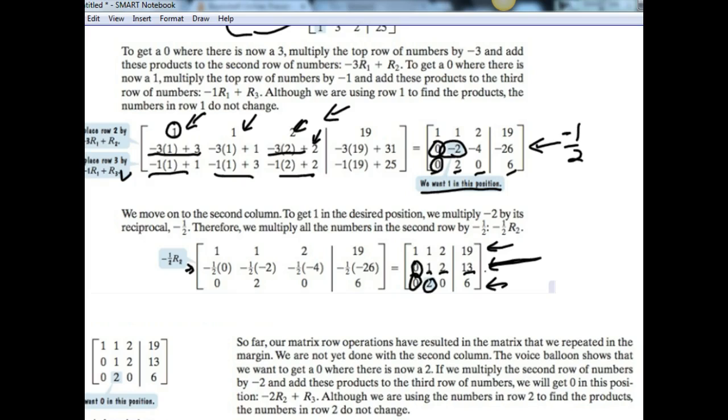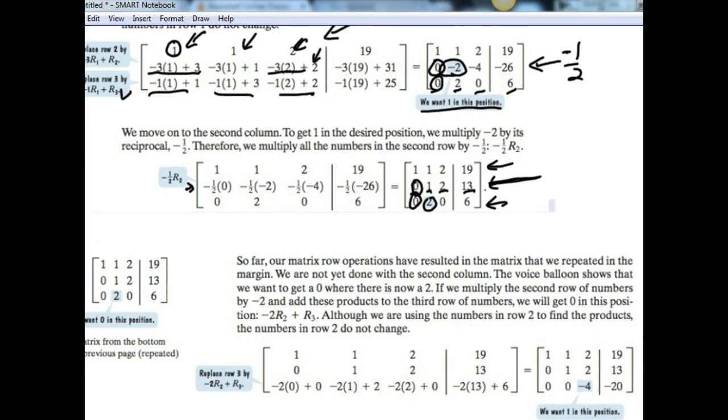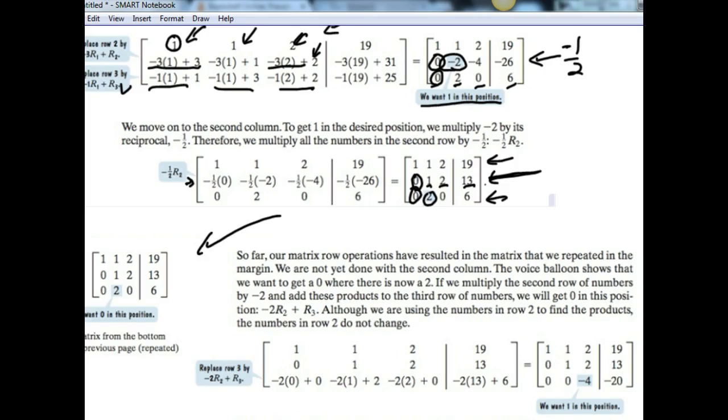Okay, so our matrix row operation has resulted in this right here. It's just been recopied right here. Now we need to get that bottom position, which is now a 2, to be a 0 also. So the only way that we're going to do that is we're going to replace row 3 by multiplying row 2 by -2 and then adding them together.